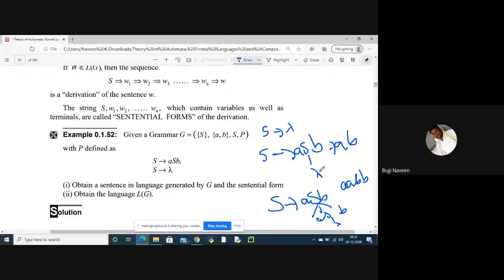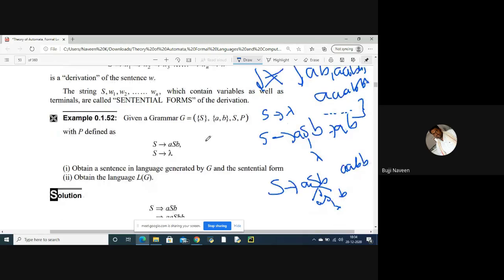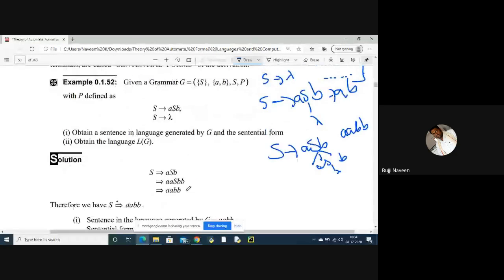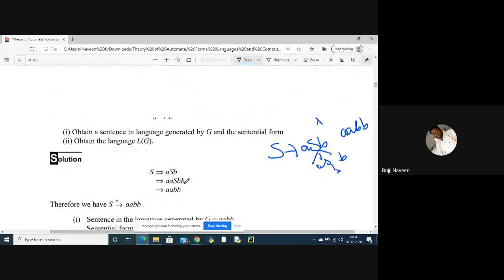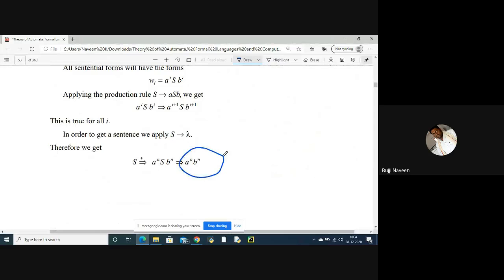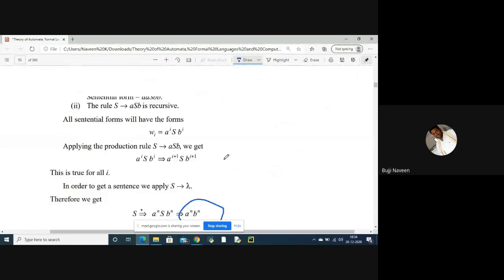So here the language is equal to lambda, AB, double A double B, and triple A triple B. So it is the language L is equal to A power n B power n. Okay. So it is A power n B power n. We will go with the next question.